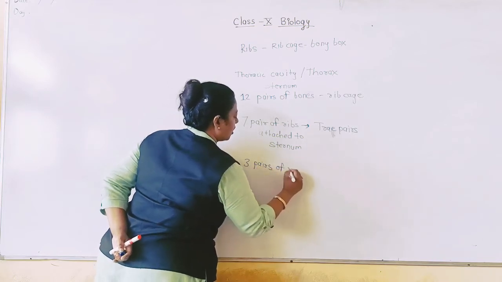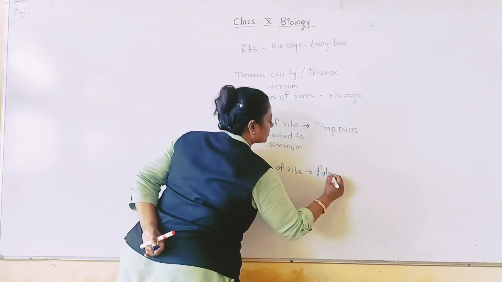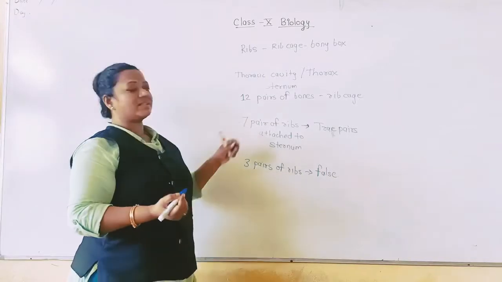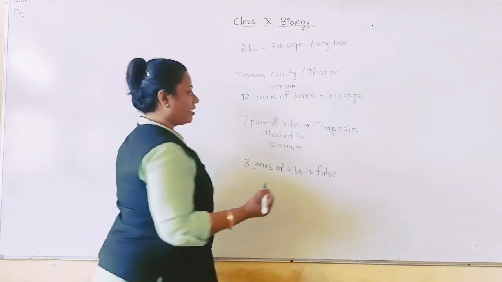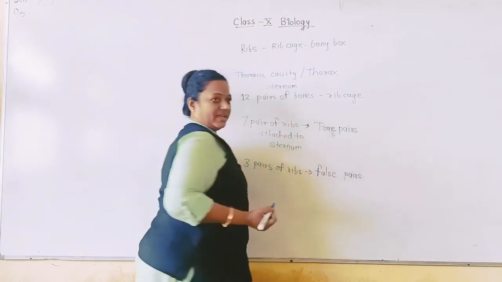And if you will see, then the 3 pairs of ribs are called as false pairs. These are called as what? False pairs, because they are fusing to the 7 pairs of the ribs. So these 3 pairs of ribs are called as what? False pairs.